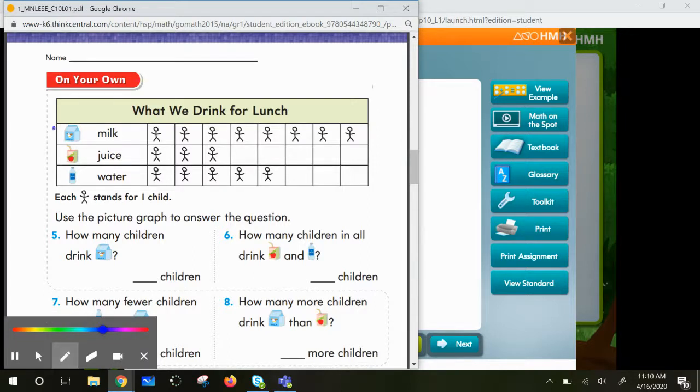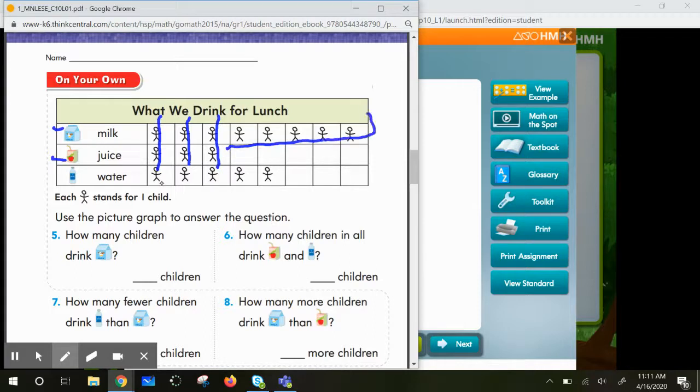We look at our milk and we look at our juice. How many more? Well, if it was fewer, it's all the empty spaces. But because it's more, it's all the filled spaces. We have a match here. We're comparing them, a match here and a match here. They're all the same right there. The parts that do not have a match is that amount. This is how many more.